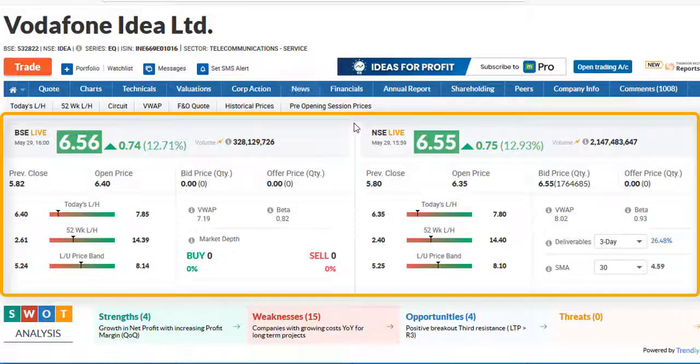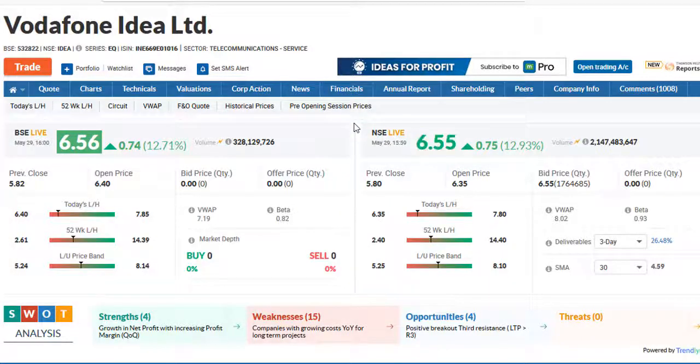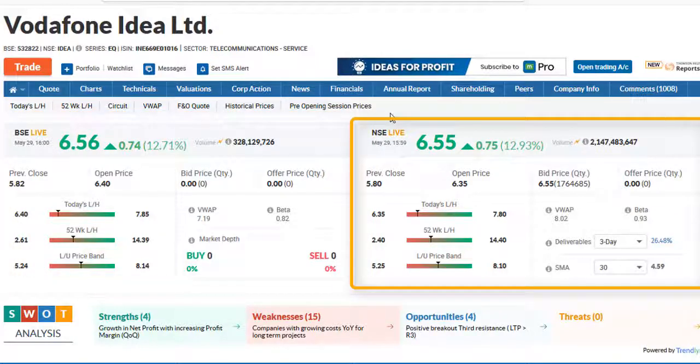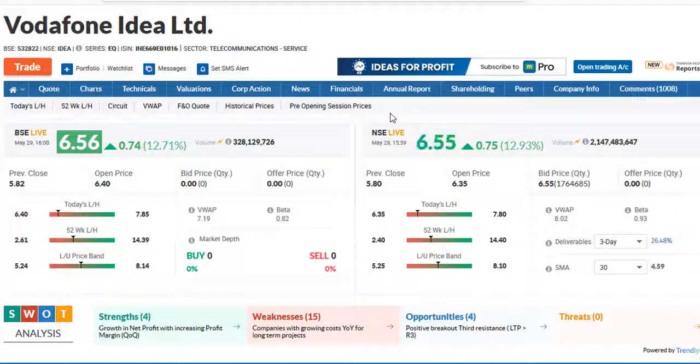Here the quotes have been divided into two columns. The first column on the left side is for the Bombay Stock Exchange, and the right column is for the National Stock Exchange, or NSE. We're going to use only NSE because NSE is the most liquid exchange, so we want the most liquid exchange. I'm going to explain in another video why we need high liquidity.